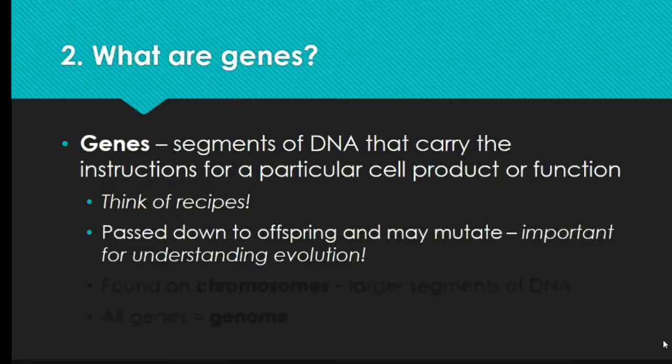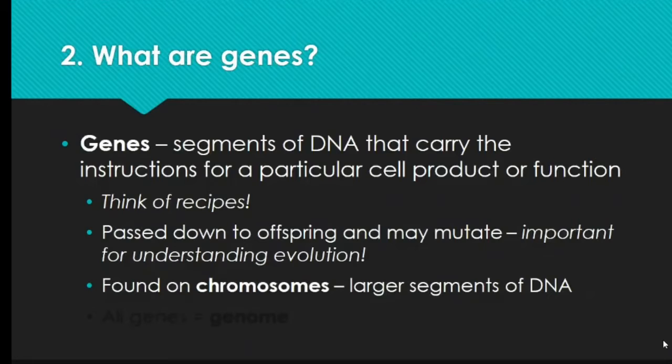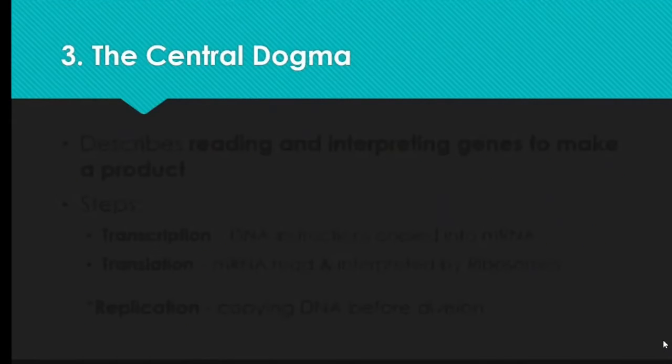Now, genes are passed down from parents to offspring, and in that process, you may have mutations. I'm going to talk about that more later. It's a really important part of understanding evolution. Genes are found on chromosomes, which are larger segments of DNA found within the nucleus or in cells. And if you put all the genes together, all the chromosomes together, you get what's known as the genome of that organism.